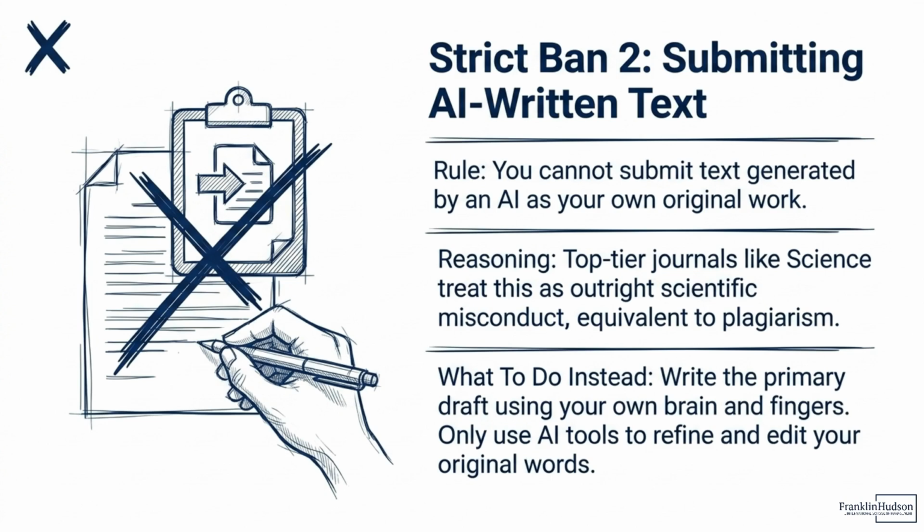While using AI to edit your words is allowed, letting the AI write the sentences for you is a form of plagiarism. Top-tier academic journals, including Science and Nature, now use sophisticated detection tools to identify AI-written prose. Being caught submitting AI-generated text is treated as outright scientific misconduct, equivalent to stealing the work of another person. The soul of research is the human's ability to synthesize information and argue a point. If you outsource the writing, you are no longer the researcher. You are merely a curator.